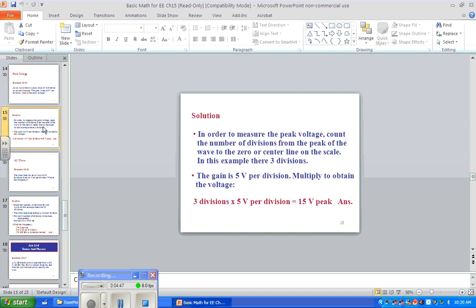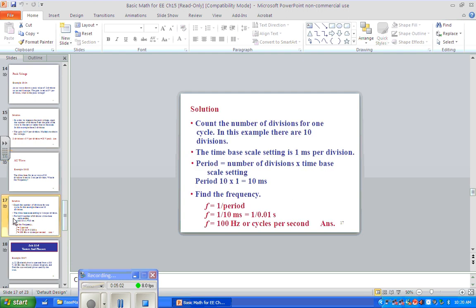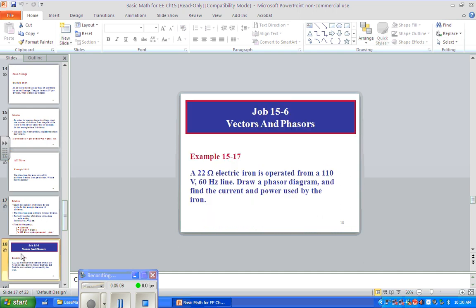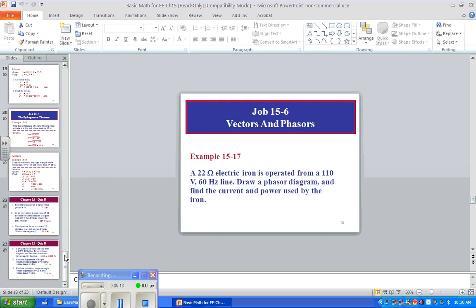Now, where are we? Here's a solution. On the video, you can stop it and take a look at that. Let's go to the next example. Time base of an AC wave, 10 divisions, is set to 1 millisecond per division. What's the frequency? And here we have a solution for that. If you're watching this on the video, you can stop it and take a look. And we do want to talk about phasors, because vectors are how we solve everything in electrical AC.